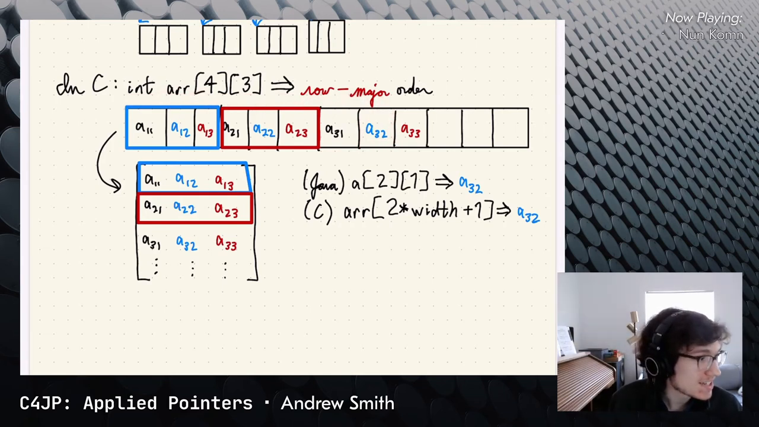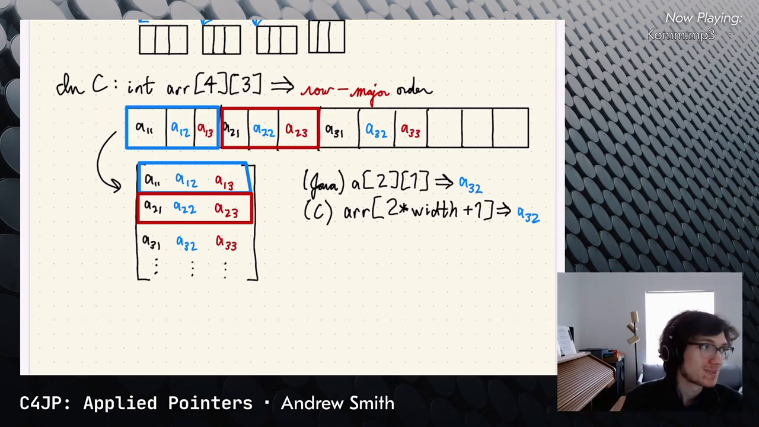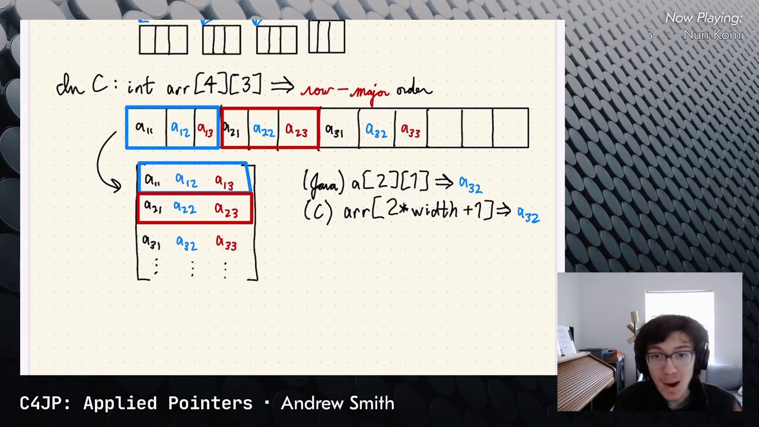And so in C, to access multidimensional arrays, very, very often we will find ourselves doing some simple math. I will note the math is almost never more complicated than this. This is about as hard as it gets, but it is still something that we've got to keep in mind.